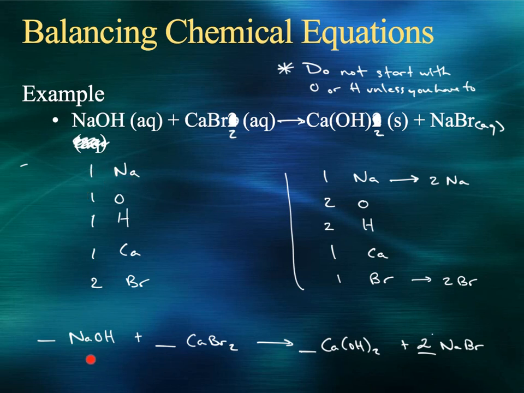To get 2, let's find sodium down here. There's 1. I need to get this to 2 sodiums. To do that, I'm going to put a 2 in front of the NaOH. Now that also changed the amount of oxygen and hydrogen. This is now times 2 as well, so now I've got 2 oxygen and 2 hydrogen. Now let's pause to see if we're in a good spot. We've got 2 sodiums, good, 2 oxygens, check, 2 hydrogens, check, 1 calcium, and 2 bromines. So we are all good there.